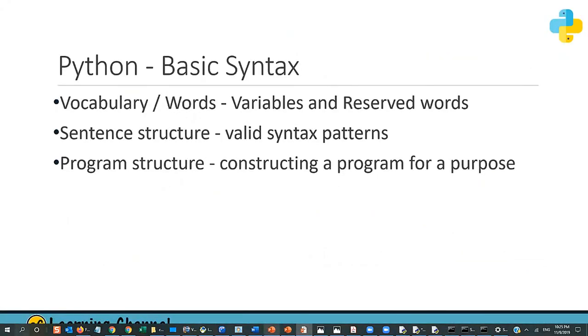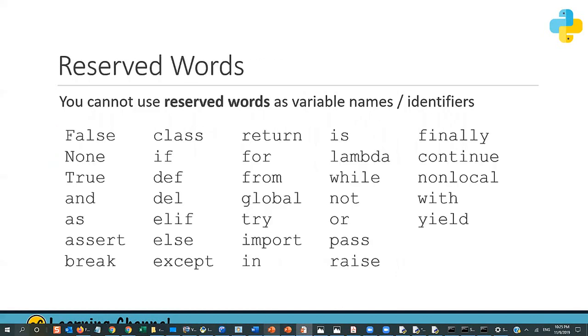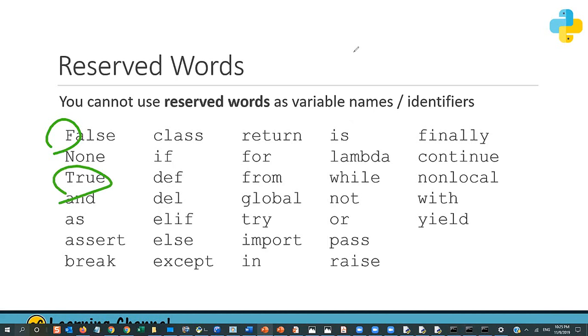So we have vocabulary words: variable, reserved words, program structure. These are the reserved words. A few things you need to take note of are False with a capital, True with a capital. Where is my True? I can see my True. They should have a True over here. Capital. Null is actually called None.